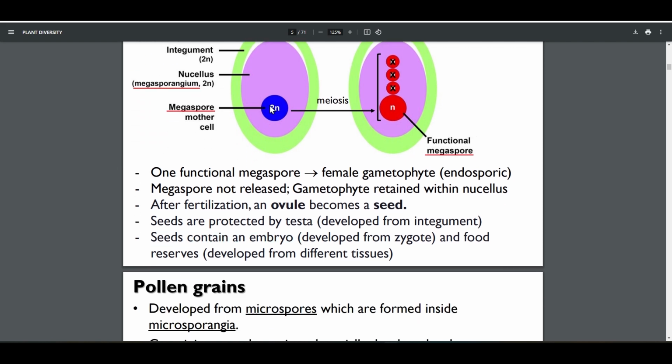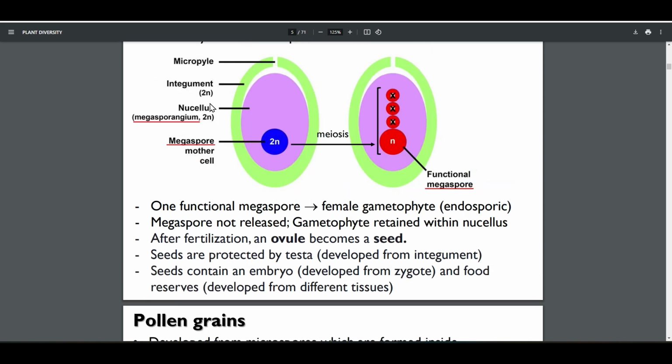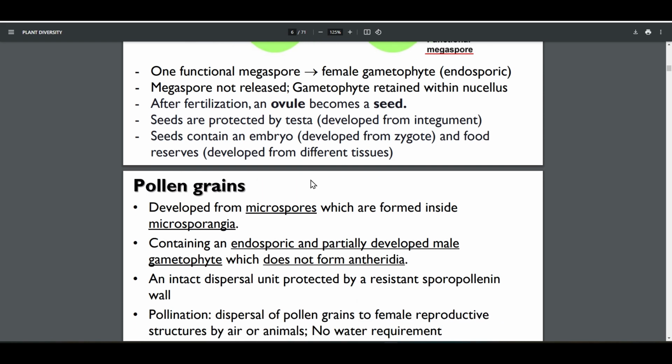Seeds contain the embryo, so the zygote, as well as food reserves that develop from various structures. One structure could be the nucellus, but it could be a lot of different stuff. Not going into the detail for that.